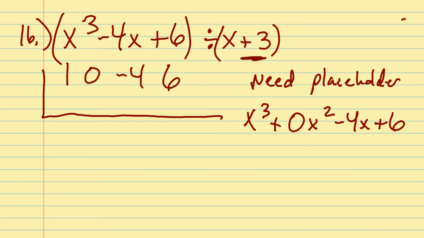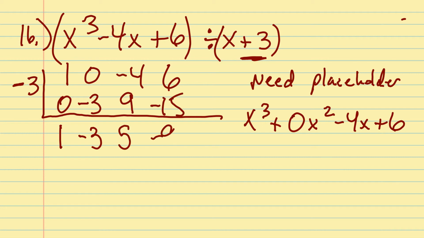I have plus 3, so I put negative 3 on the outside. And now I put a 0 in there. 1 and 0 is 1. Negative 3 times 1 is negative 3. 0 and negative 3 is negative 3. Negative 3 times negative 3 is positive 9. That's positive 5. Negative 15 becomes negative 9. That's my remainder.